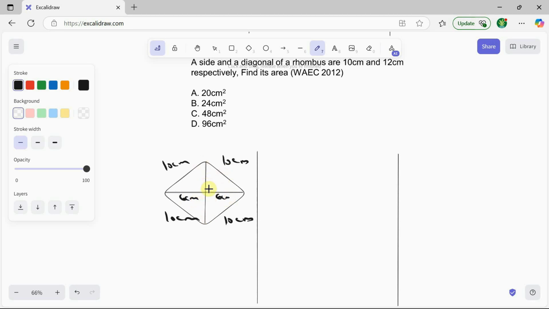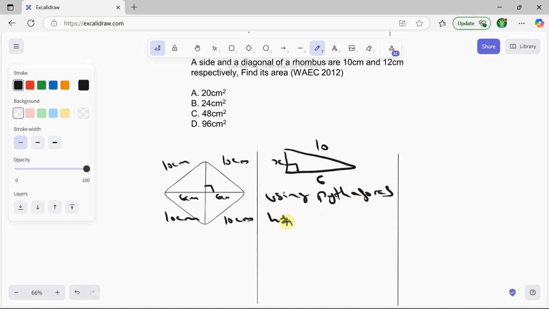Now if you see, they bisect each other at right angles, so there's a right angle here, so I can bring out that small triangle, right, and say this is a right angle. This place is 10, this place is 6, right? So we don't know what this height is, so let's say it is x. So using Pythagoras, what does it state? That the hypotenuse squared is equal to the opposite squared plus the adjacent squared, right? So that is 10 squared is equal to x squared plus 6 squared. So that's 100 minus 36 is equal to x squared, and that will give you 64 is equal to x squared.